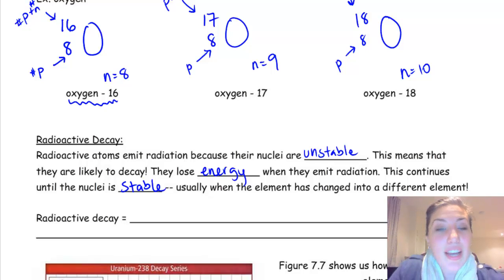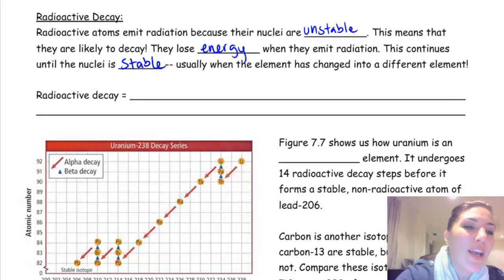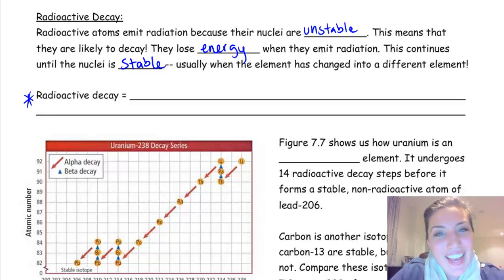And sometimes, actually usually, the element actually changes into a different element. So this is one of those rare cases where it's okay for that element to change into something else. You didn't mess up. You did the right thing. So here I give you a little spot to put a definition of radioactive decay in your own words. We'll check up on what you put in class next day.